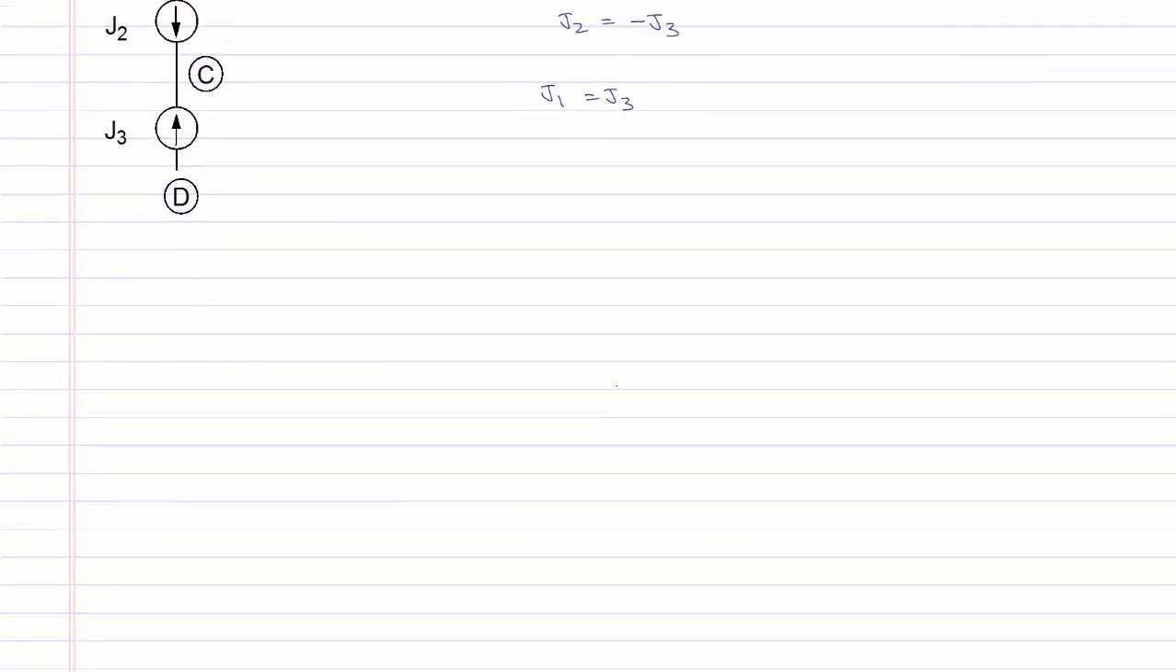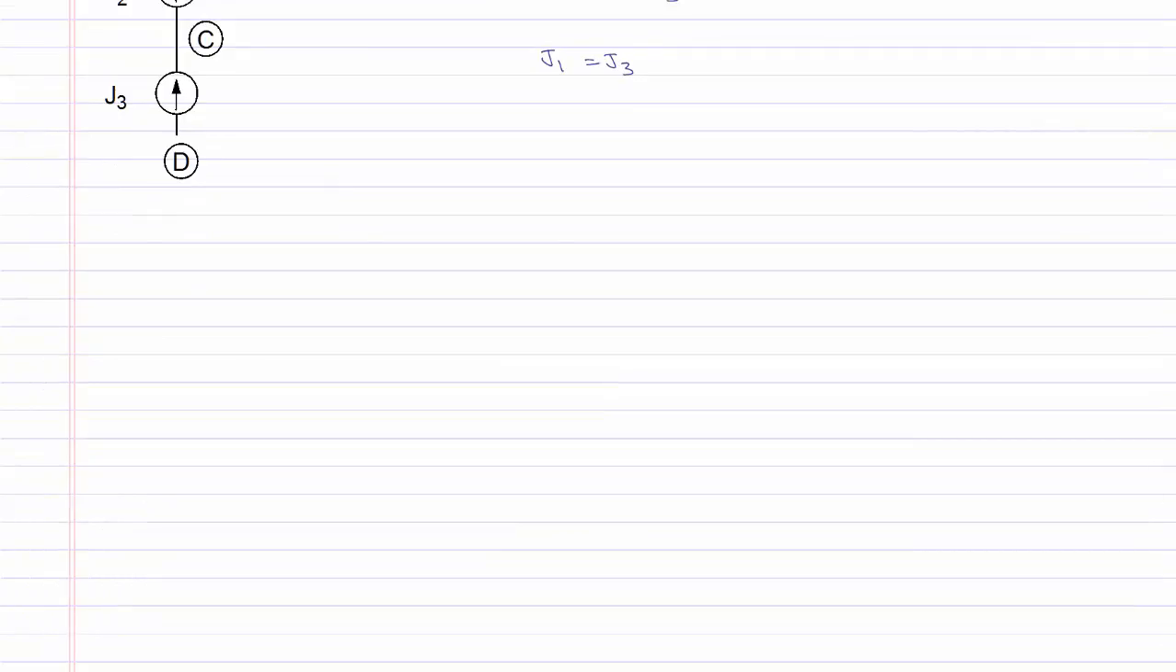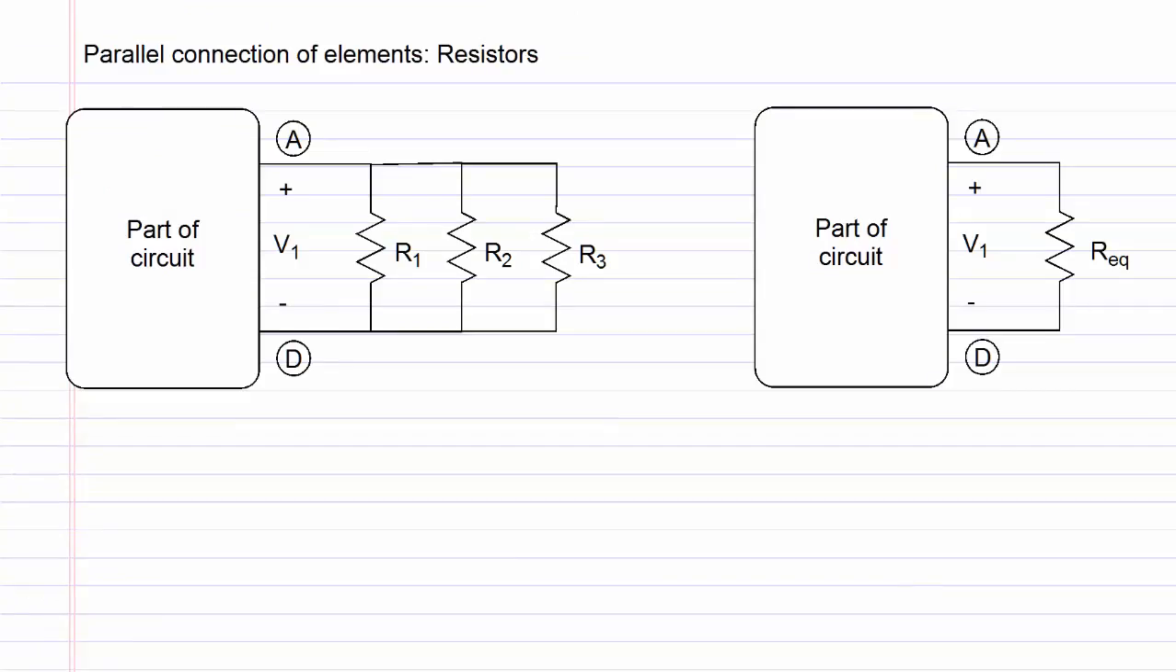Next, we will look at the parallel connection of elements. We show two circuits, one on the left and one on the right. Both circuits are broken up into two parts. There's a rectangular box called part of circuit, which is identical for both circuits, and this part has two terminals A and D coming out of it. The voltage V1 at terminals A and D is the same for both circuits, as well as the current flowing in and out of terminals A and D.